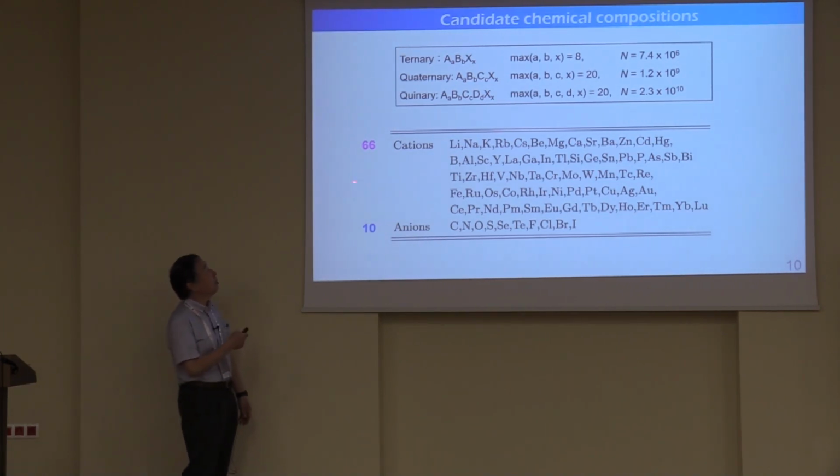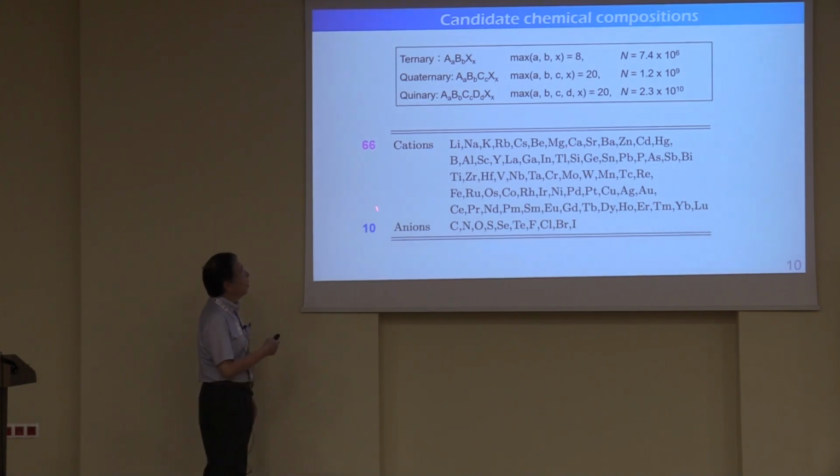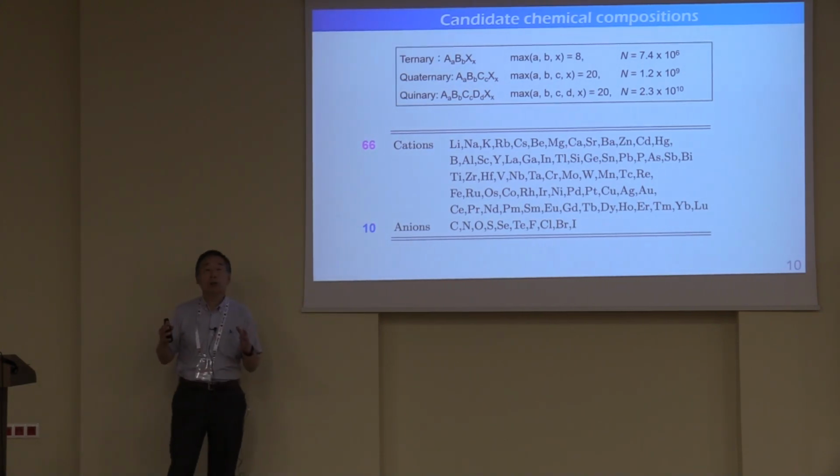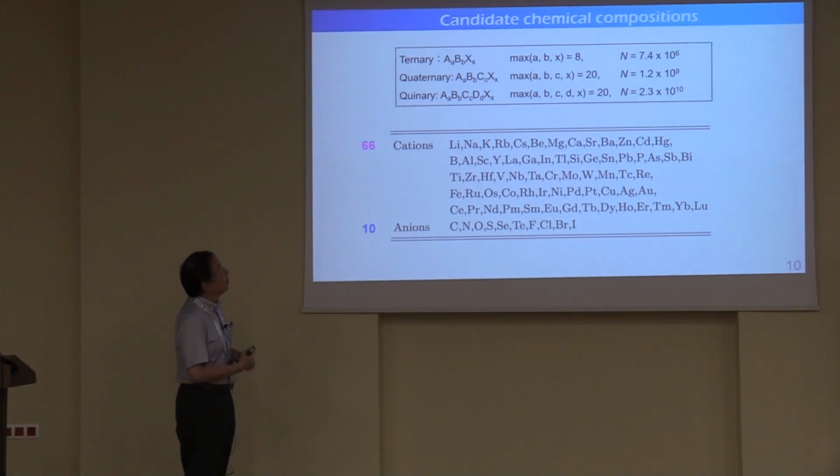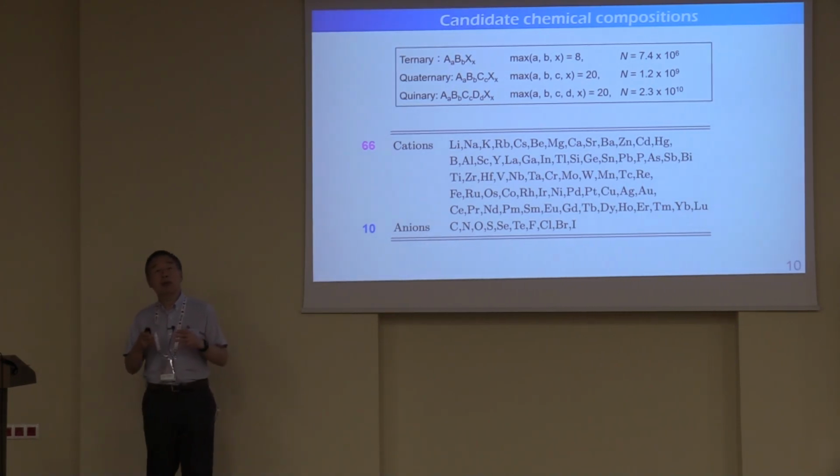They are composed of 66 cations shown here and 10 anions shown here. So we restrict to ionic systems there. So this is our search space, which is larger than the one I showed yesterday.